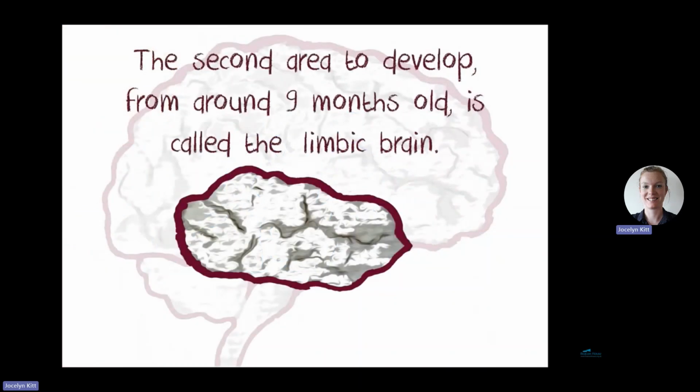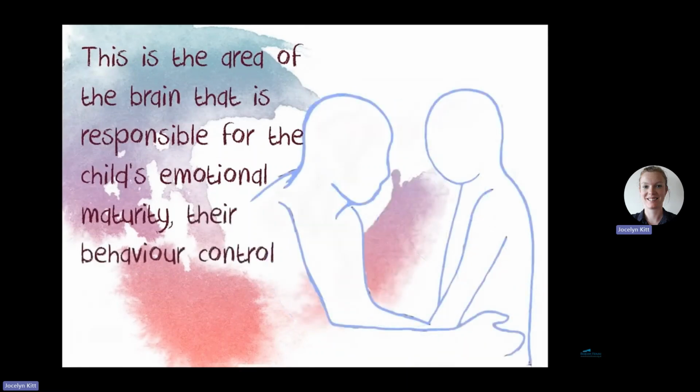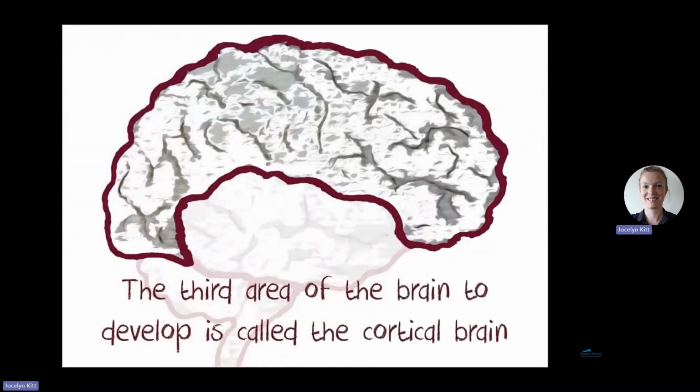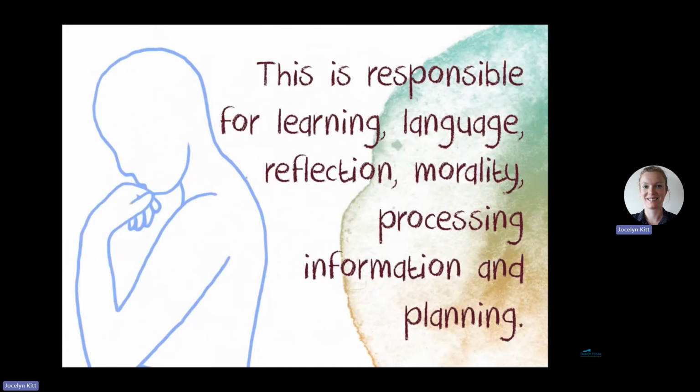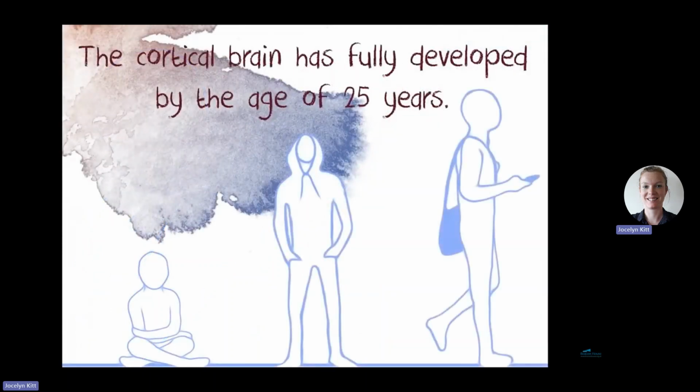The second area to develop from around 9 months old is called the limbic brain. This is the area of the brain that is responsible for the child's emotional maturity, their behaviour control, and their ability to have healthy relationships. The third area of the brain to develop is called the cortical brain. This is responsible for learning, language, reflection, morality, processing information and planning. The cortical brain has fully developed by the age of 25 years.